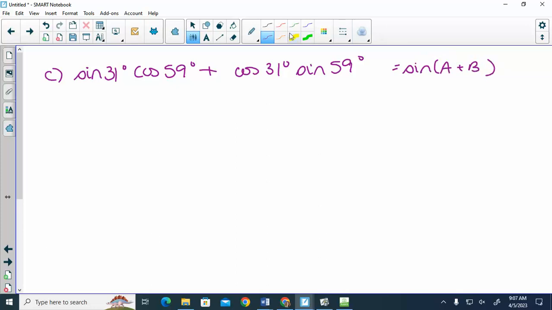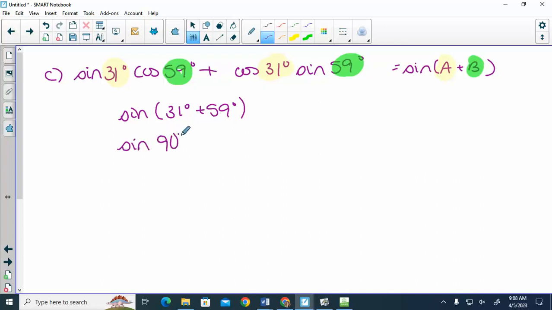Okay. So my A is the 31, my B is the 59. So this is the sine of 31 degrees plus 59 degrees, which is sine of 90. If I do my hand trick, sine is the square root of the top over 2, so radical 4 over 2 is 1.